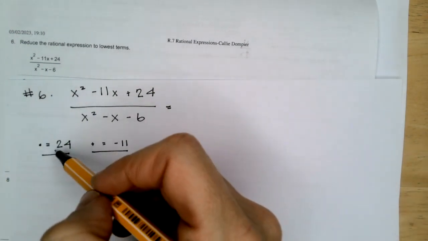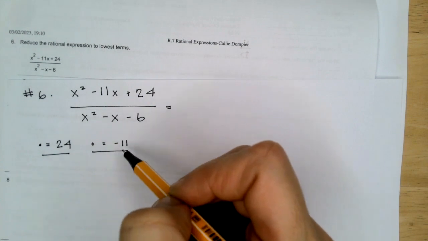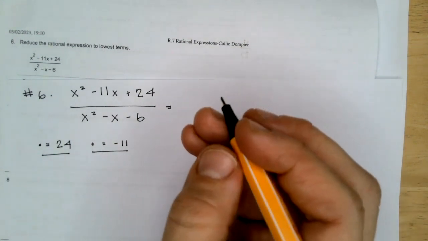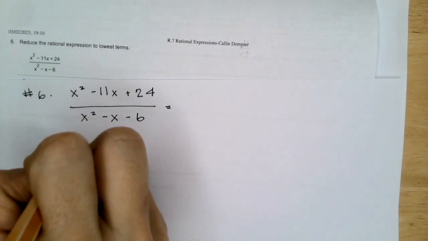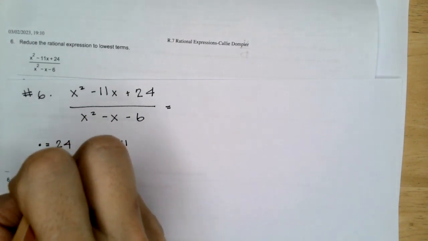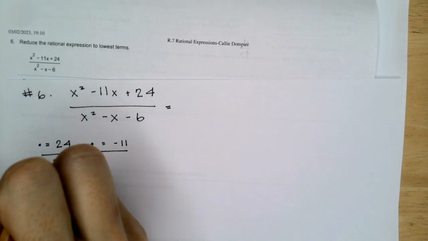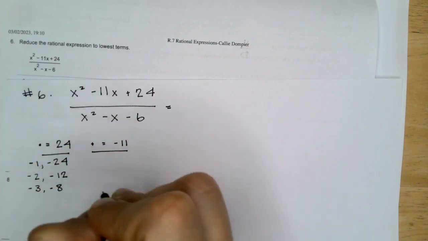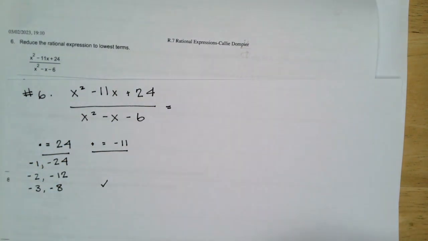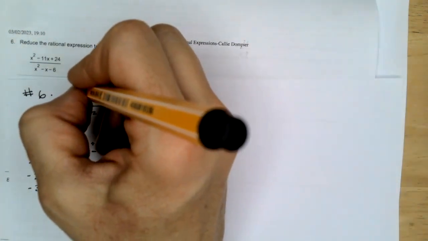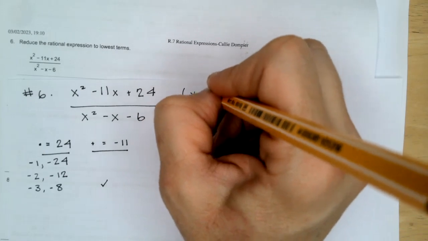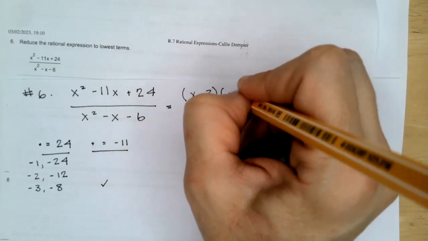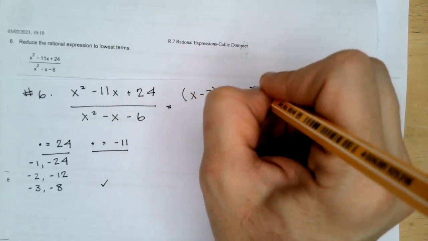So we're going to multiply to a positive number, but add to a negative number. That means I'm going to use all negative numbers. -1, -24, -2, -12, -3 times -8. Oh, that one looks like it works, right? -3 and -8. So x squared minus 11x plus 24 becomes x minus 3 times x minus 8.